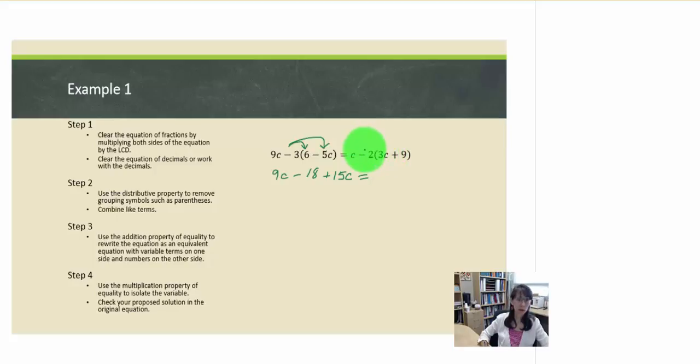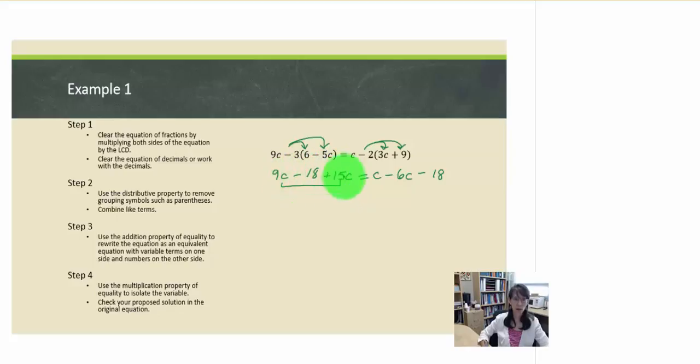So we're distributing negative 2 to each of those terms. C minus 6c, negative 2 times 9 would be minus 18. So now we've simplified by eliminating the parentheses, but notice that you have some like terms.